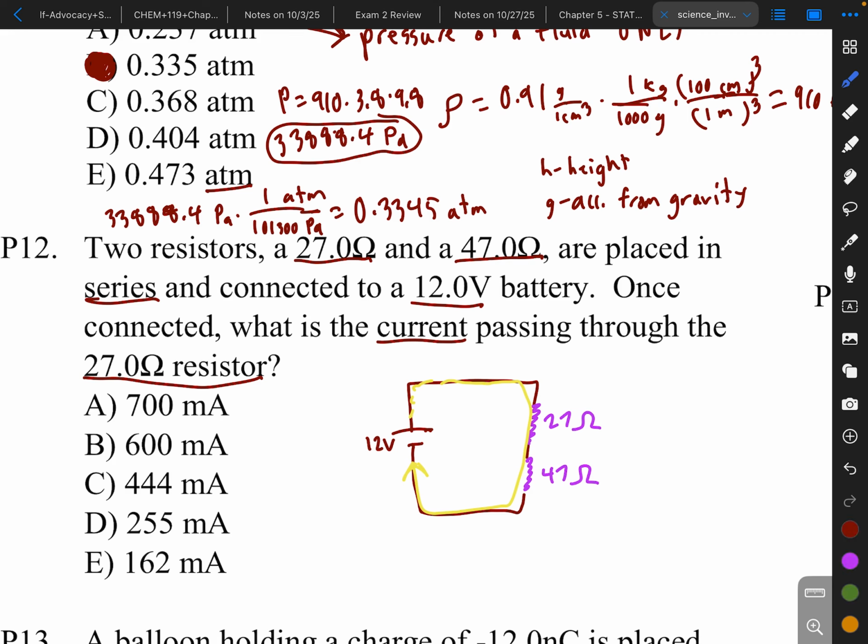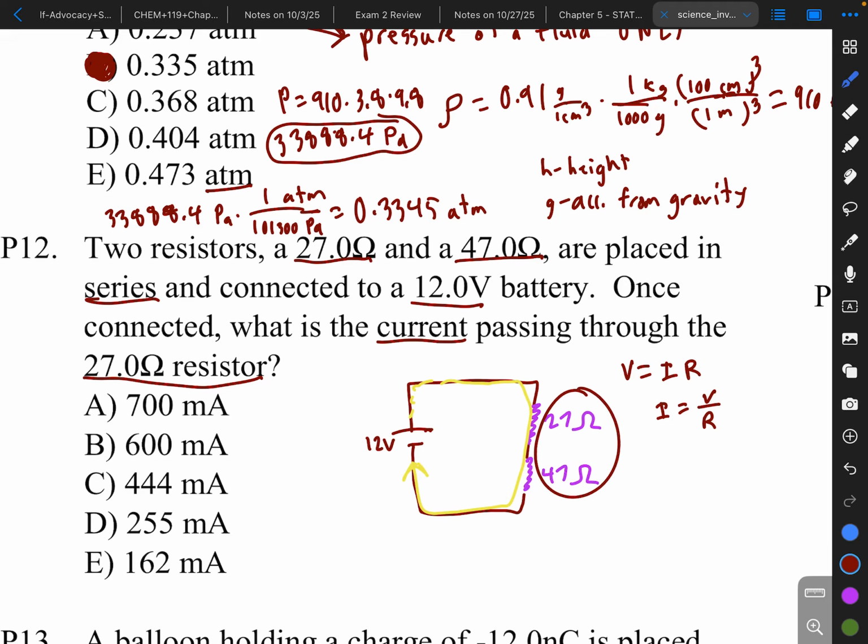So in this case, we know the current going through each resistor has to be the same. That saves us a lot of work. What is said current? We're going to use Ohm's law for this question. Ohm's law states that voltage equals current times resistance. So we can rewrite that as current equals voltage divided by resistance.